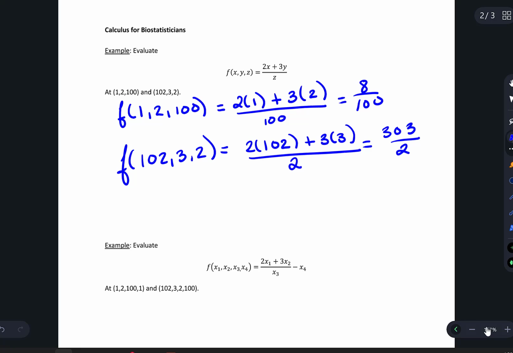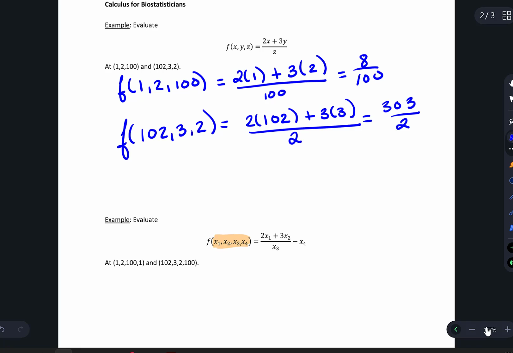Usually when we get to functions that involve more than 3 independent variables, instead of using different letters like we have in the last 2 examples, what we'll do instead is we'll use subscripts, and it just makes it easier if we have a whole bunch of independent variables.